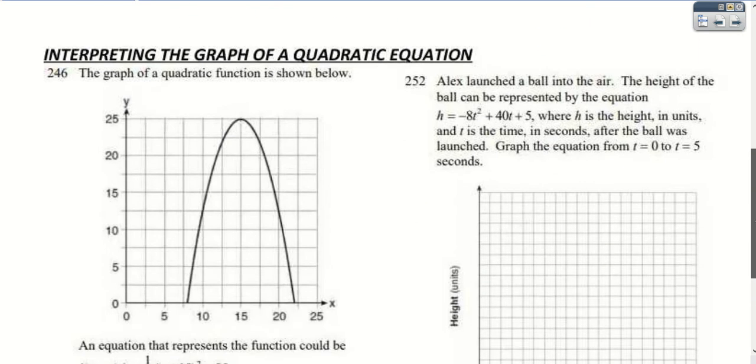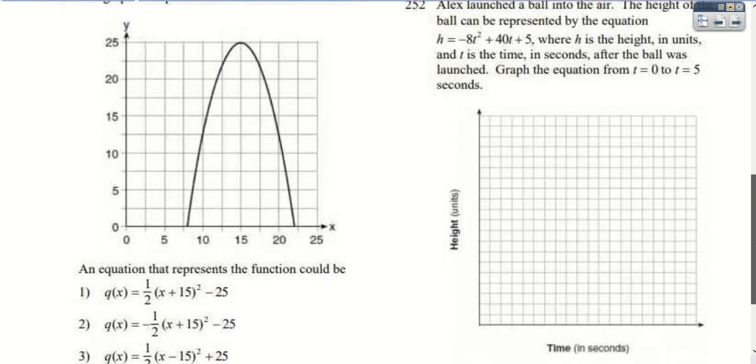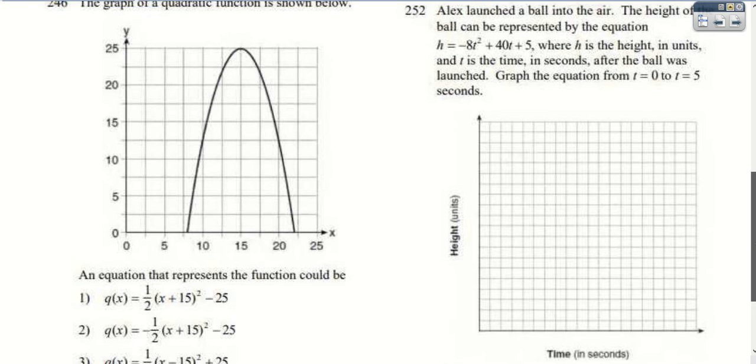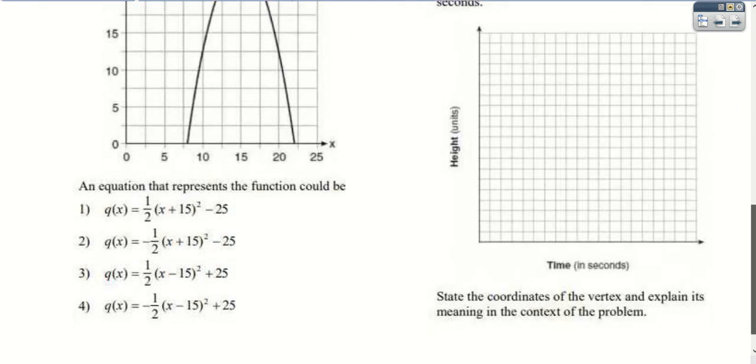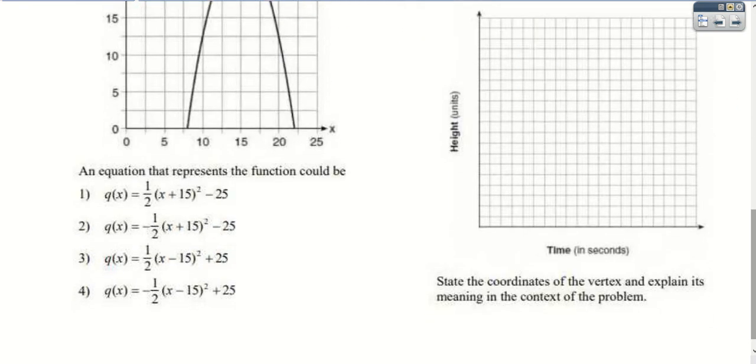That's vertex. Interpreting the graph, which represents the equation here. If you look at our form, the vertex is the point positive 15 and positive 25. So I know my graph is going to look something like x minus 15 squared plus 25. It's also upside down, so there better be a negative in front. And it's also narrow, so that tells me that's going to be choice 4.